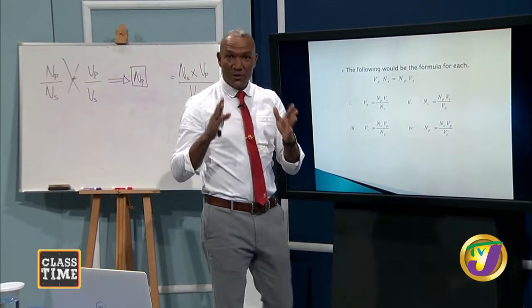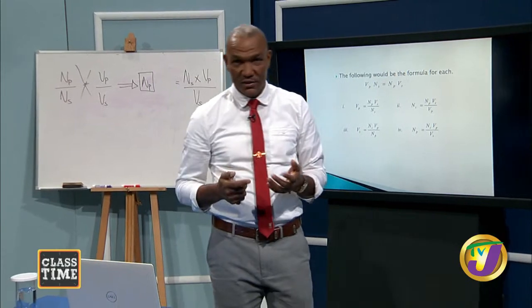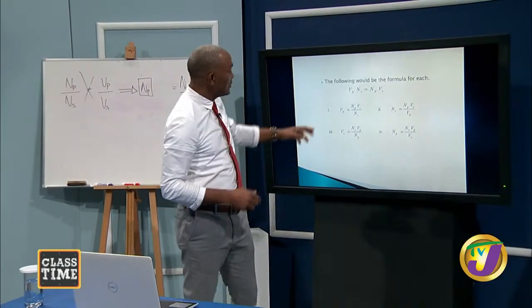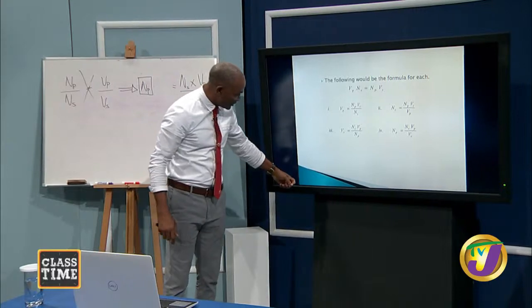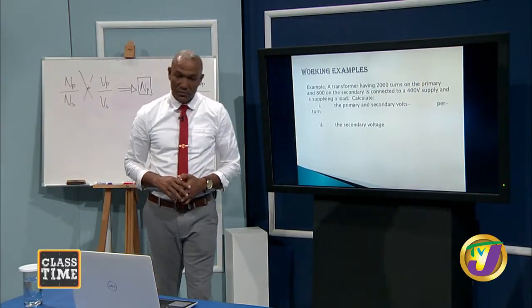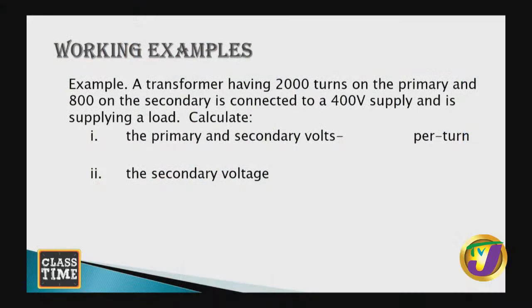So any three that is given, you can find a fourth by using any one of these formulas. So let's go into an example. An example reads, a transformer having 200 turns in the primary and 800 turns on the secondary is connected to 400 volts. Remember, the side that is connected to a supply is called the primary. So right away, students, this is your primary voltage, and is supplying a load.